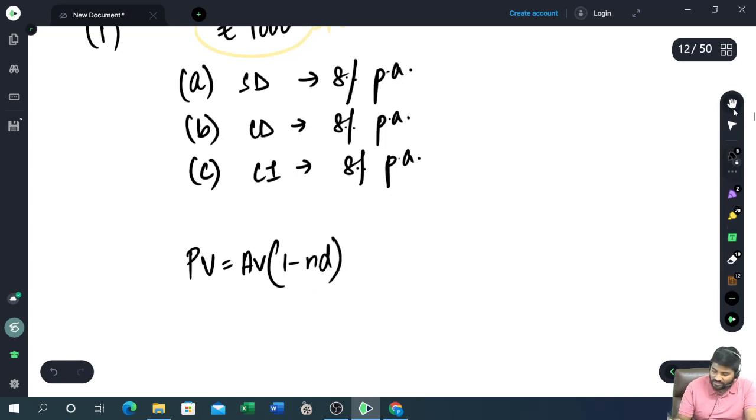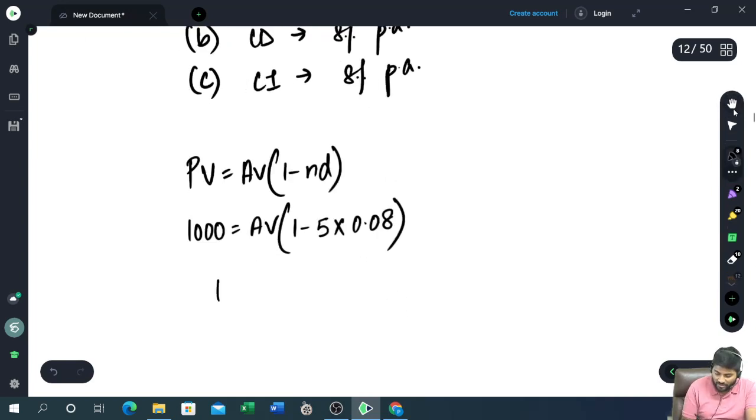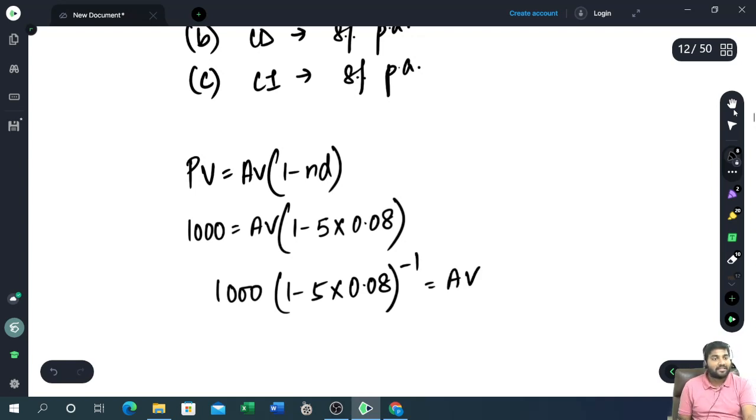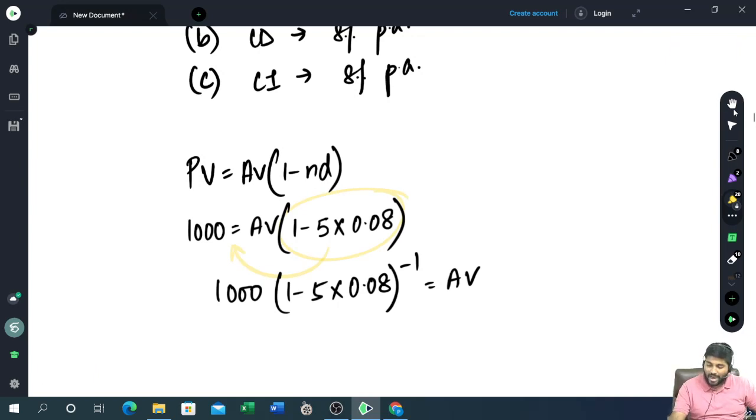So what all things do we have here? 1000 is equal to accumulated value times (1 minus 5 into 0.08). So what we can do is, 1000 into (1 minus 5 into 0.08) to the power minus 1 is equal to accumulated value. Now you all understood: when it goes to the other side, it comes to the power minus 1. Calculate, and in a similar way you need to do all three. Please calculate.